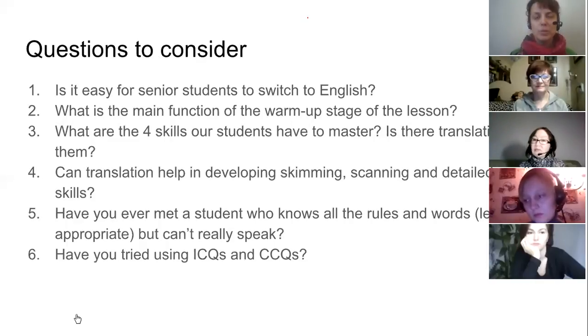About the best way to practice grammar and vocabulary. Have you ever met a student who knows all the rules? If you ask them, they will tell you all the rules and so on. They know the words. If you give them a translation activity at the beginning or any other stage of your lesson, they can do it. They know the words, but they can't speak.